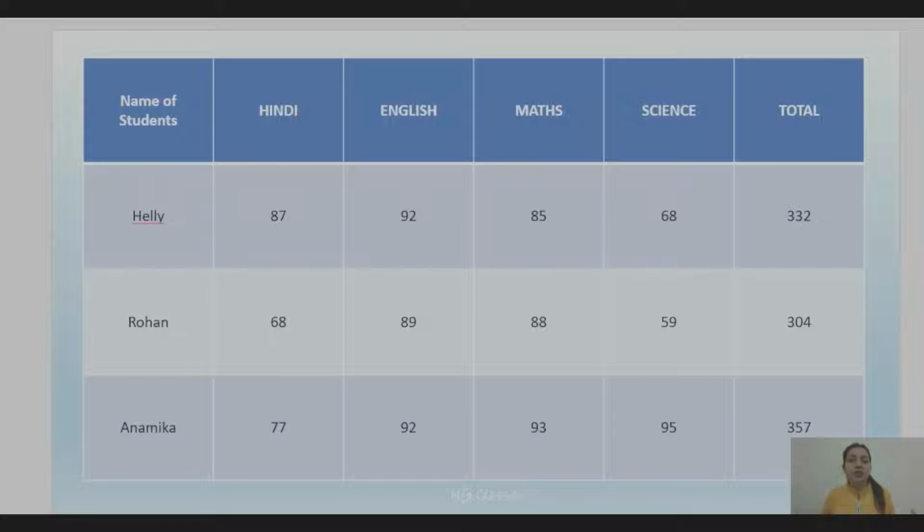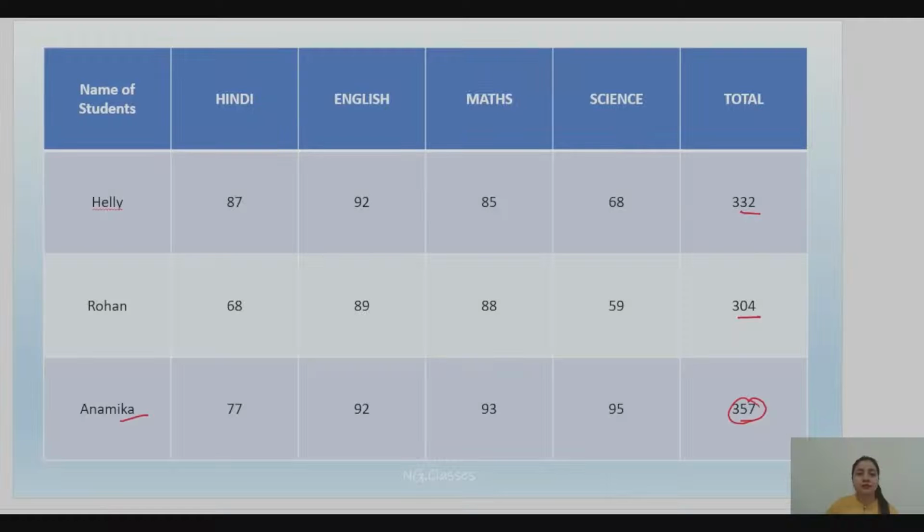Similarly, if I need to find who got highest in mathematics, I will just go through the list of mathematics and find who got highest in maths. And if I need to check who got highest total, I will just go through the total marks of each and every student. So among these three students, Heli got 332, Rohan got 304 and Anamika got 357. Who got highest among these three? It's Anamika, that is 357, right?